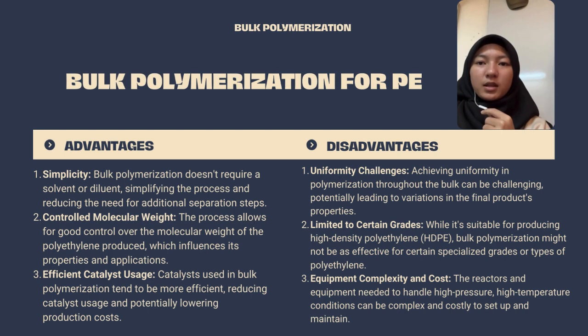Disadvantages: uniformity challenges. Achieving uniformity in a polymerization throughout the bulk can be challenging, potentially leading to a variation in the final product's properties. Next is limited to certain grades. While it's suitable for producing high-density polyethylene, bulk polymerization might not be as effective for certain specialist grades or types of polyethylene. Lastly, equipment complexity and cost. The reactors and equipment need to handle high pressure, high temperature conditions, which can be complex and costly to set up and maintain.